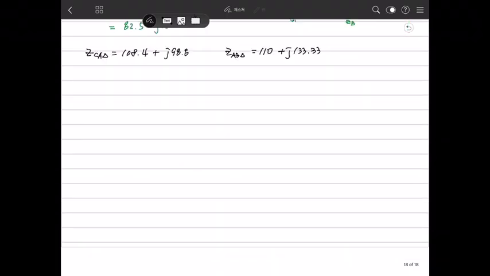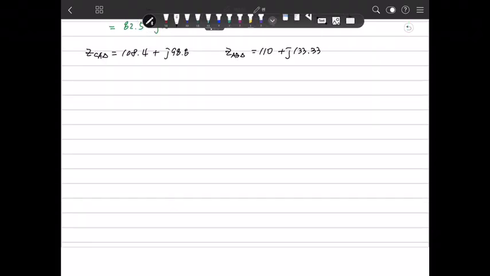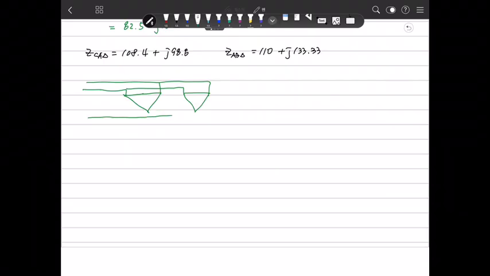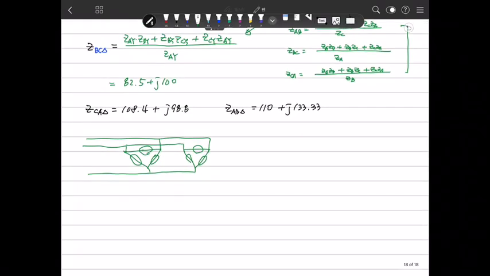Then we do the reconfiguration. The connection is one delta and one delta here, connected in this manner, in this way, this way, in this way. In this case, this and this are parallel, this and this are parallel. So we rearrange here.